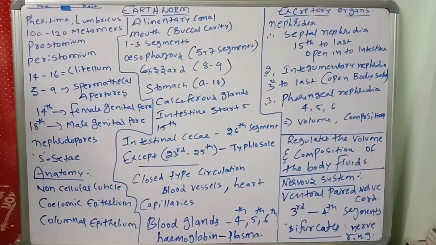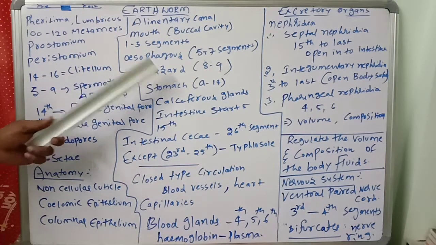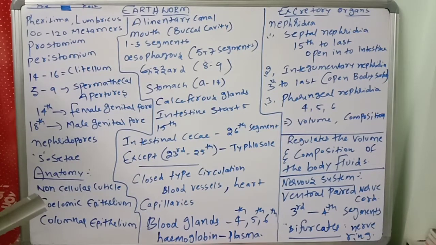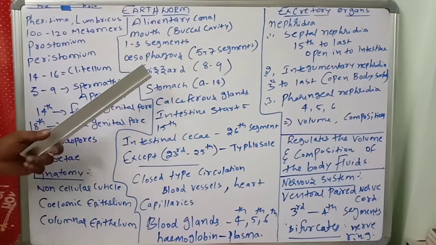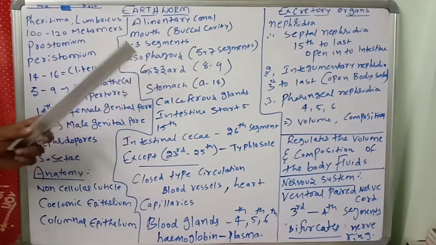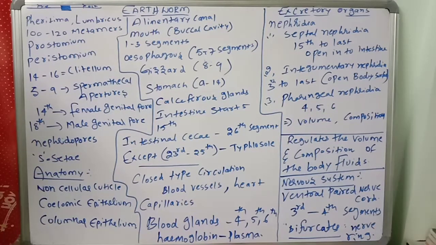So what is the importance of this gizzard? Very important. In segments 8 to 9, the gizzard is there. It helps in grinding the soil particles and decaying leaves. The stomach extends from segments 9 to 14. The food of the earthworm is decaying leaves and organic matter mixed with the soil.